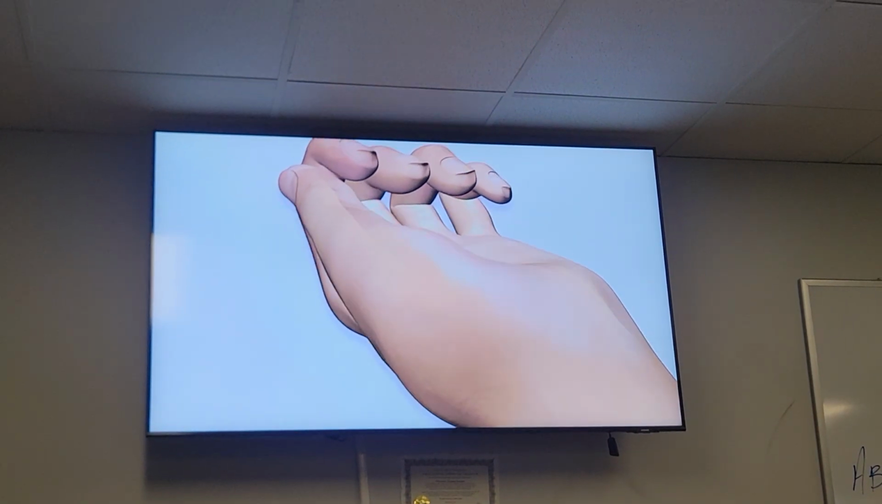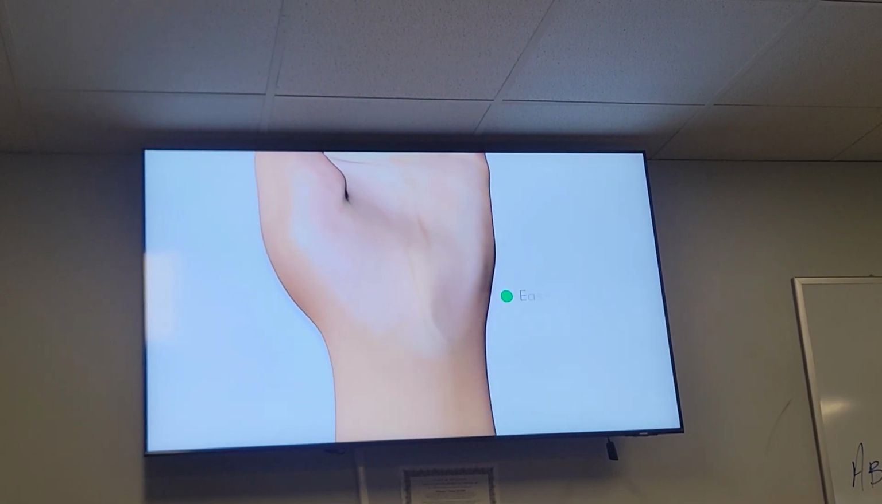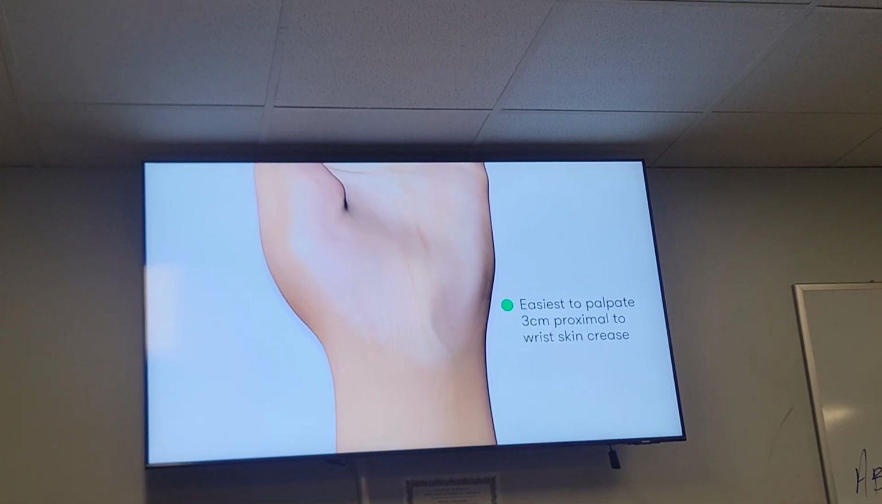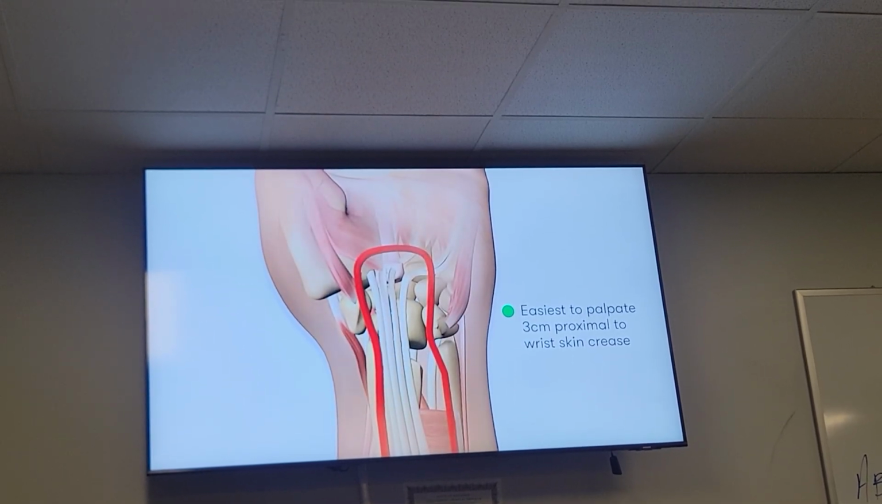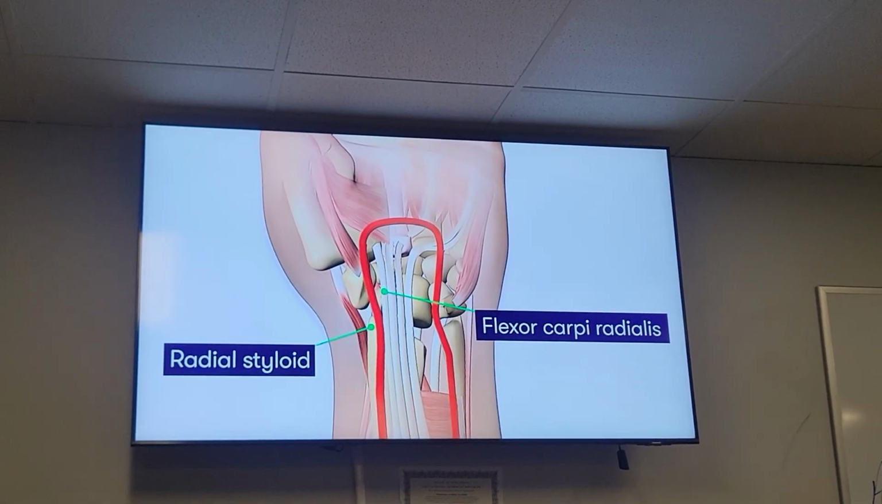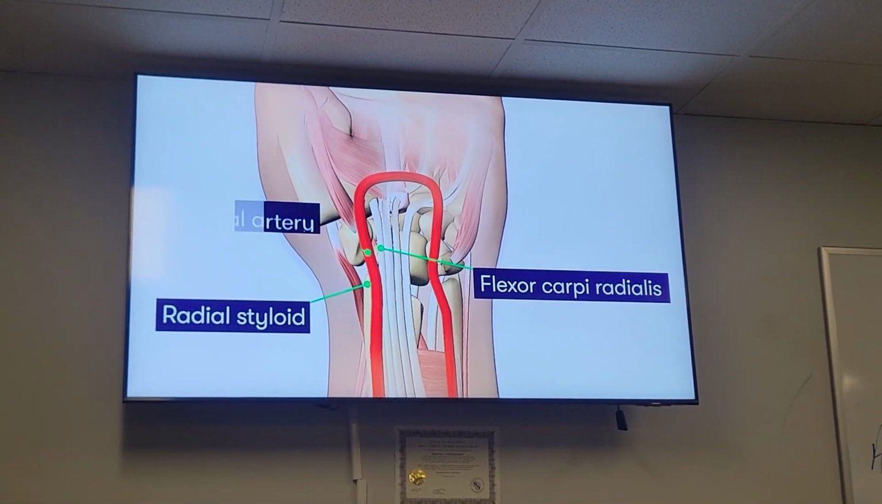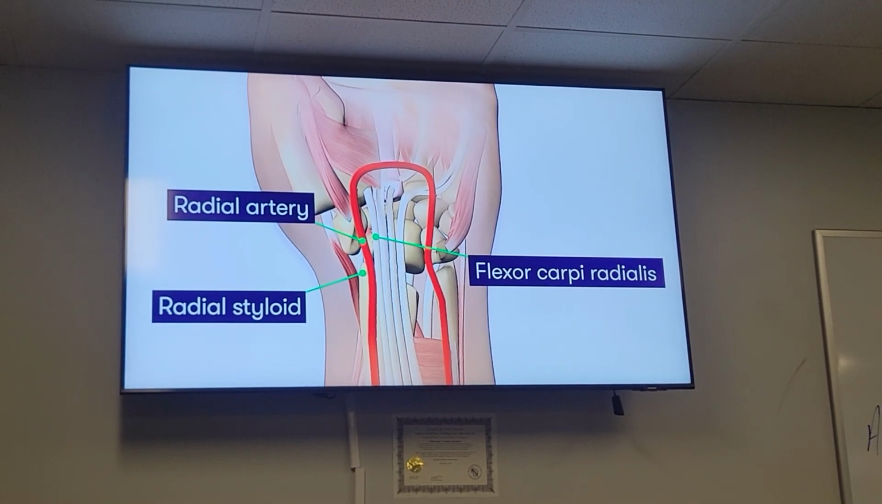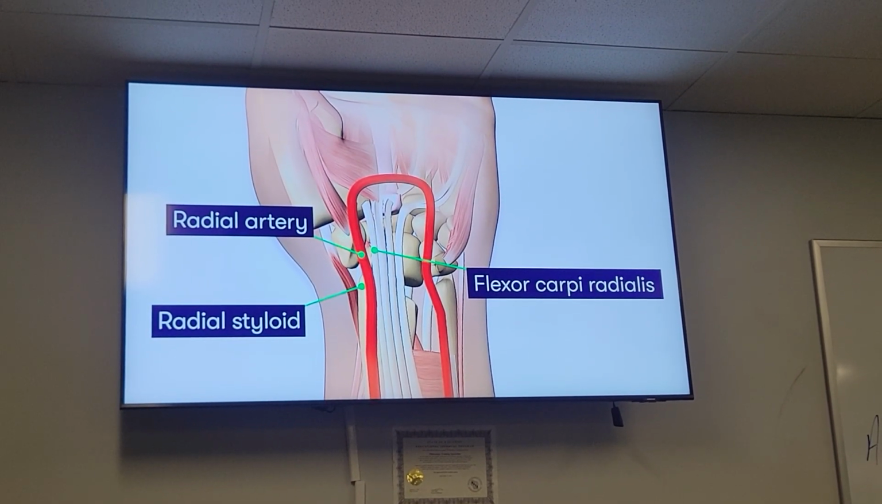In most cases, the radial artery is easiest to locate and access approximately 3 centimeters proximal to the skin crease of the wrist on the ventral surface, lateral to the flexor carpi radialis tendon, and medial to the radial styloid process. When feeling the artery, try to visualize its course underneath the skin.